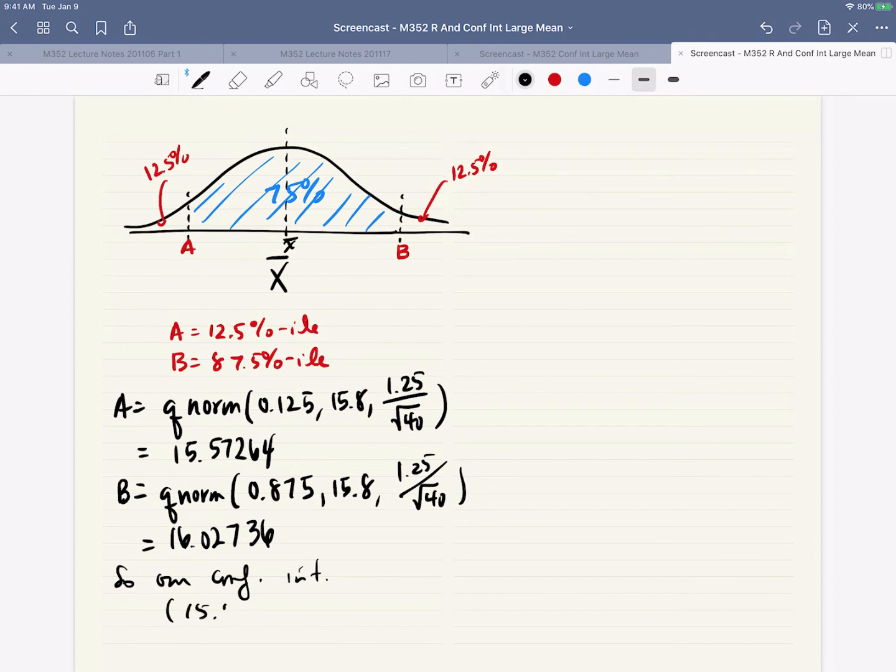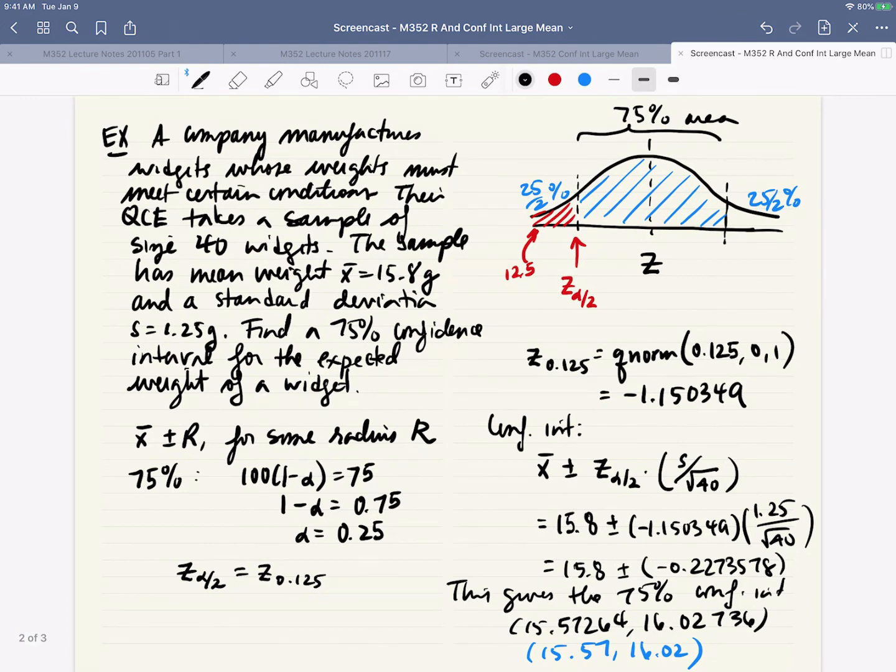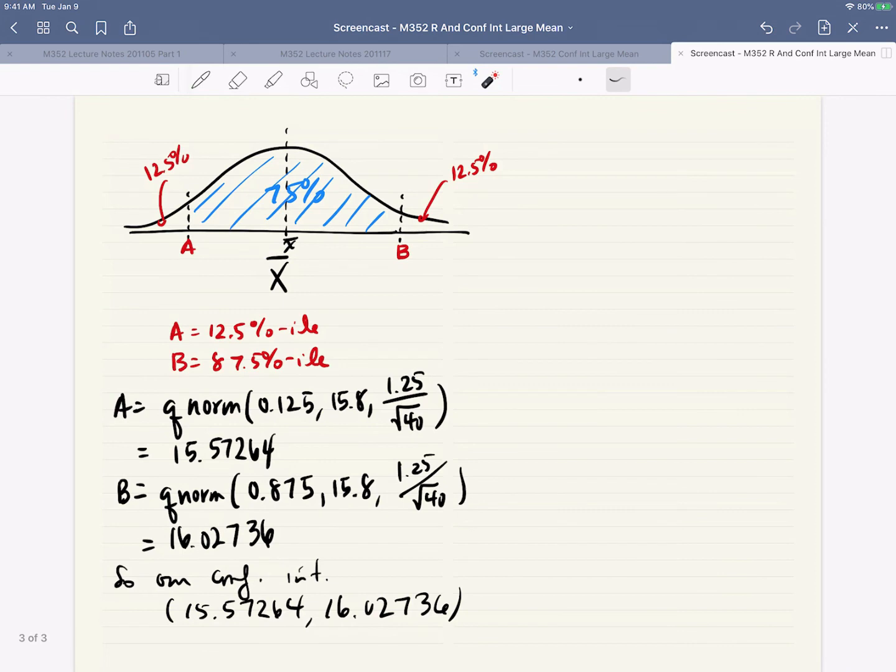So our confidence interval is 15.57264, 16.02736. And if you go back and look at our other interval, exactly the same. So here's two ways you can calculate a confidence interval. The first way is with the book's approach. The second way lets you go directly to R and use what you know about the distribution of the sample mean, the fact that it's distributed normally, and calculate these percentiles directly.